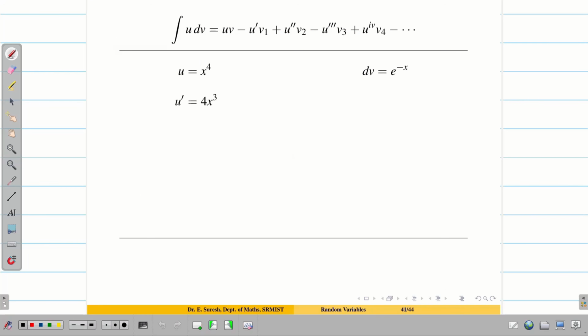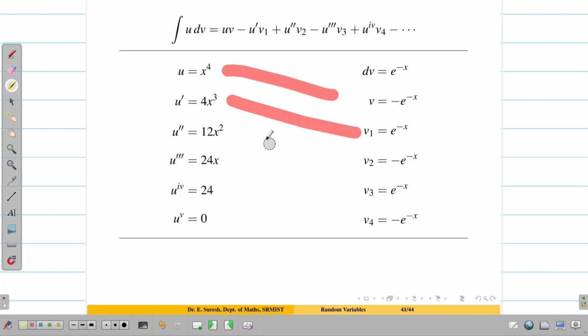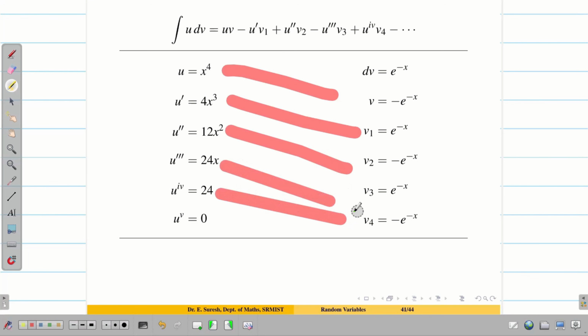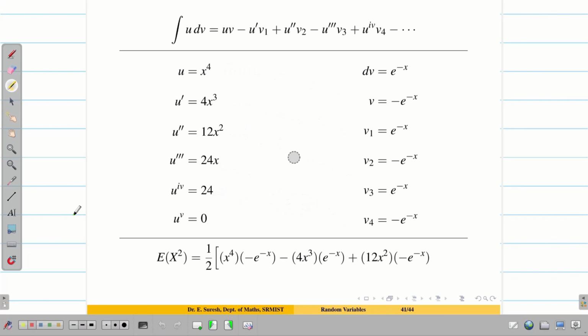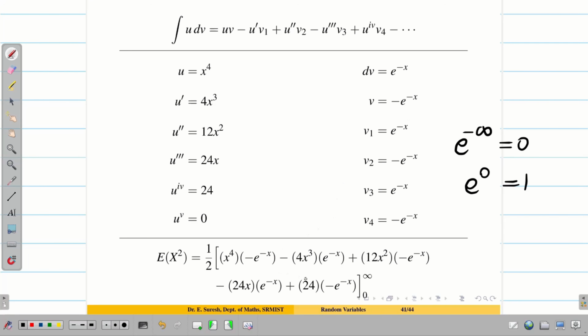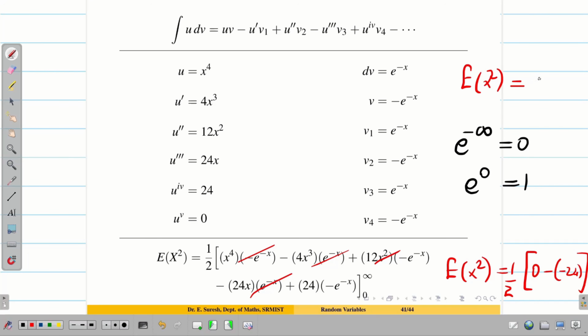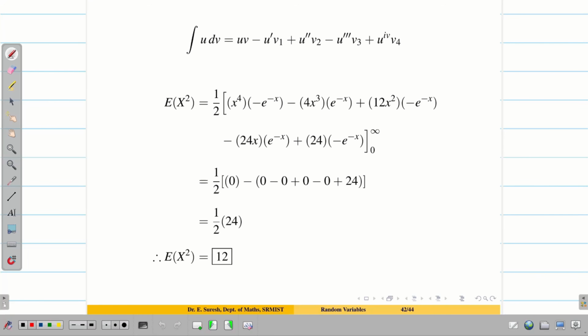So we take u and dv. Differentiating this, at the fifth derivative it will become 0. When I integrate dv, alternately we get minus plus signs like this. Now we have to map u v, u dash v1, u double dash v2, u triple dash v3 and the fourth derivative with v4. Rewriting this, since we know that e power minus infinity is 0 and e power 0 is 1, except the last term, all the terms will get diminished. It will become 0. Therefore, E of x square is 1 by 2, 0 minus of minus 24. So E of x square is 24 by 2, that is 12. So we found E of x square is 12.